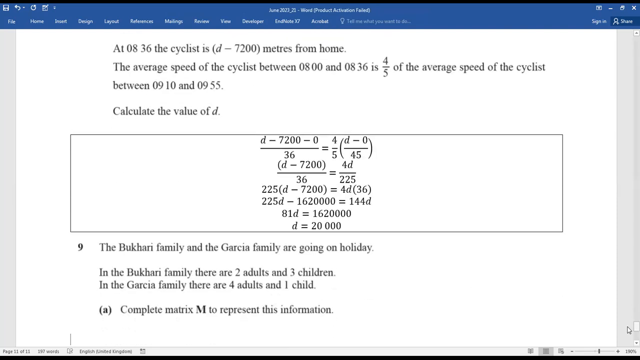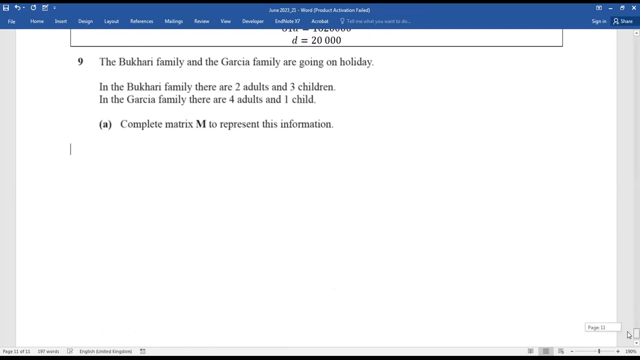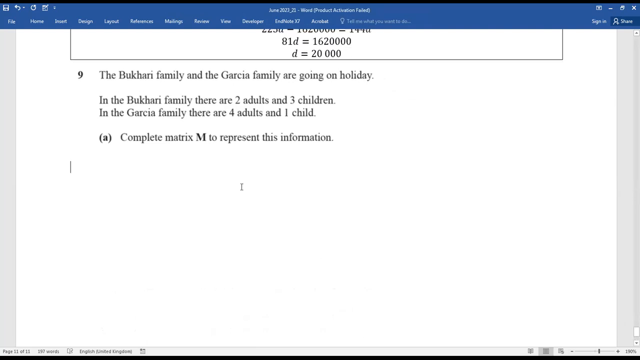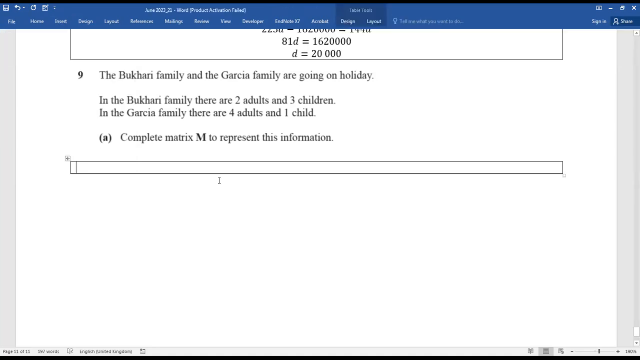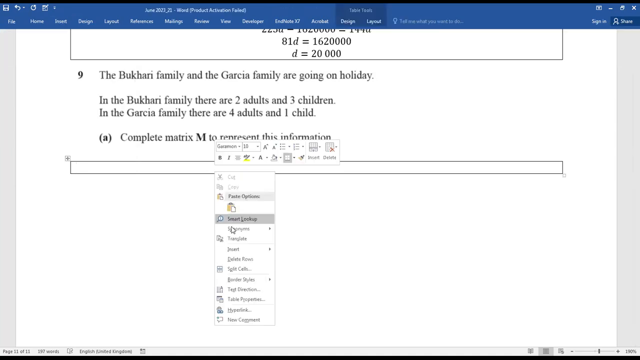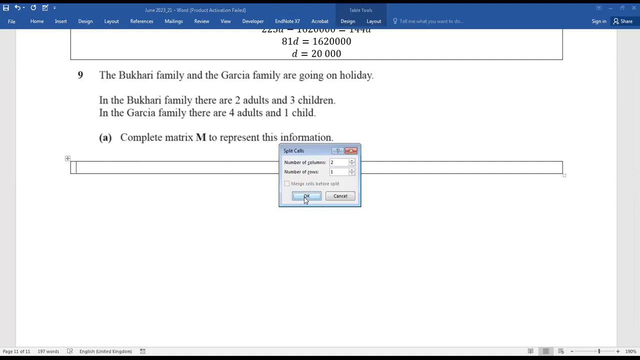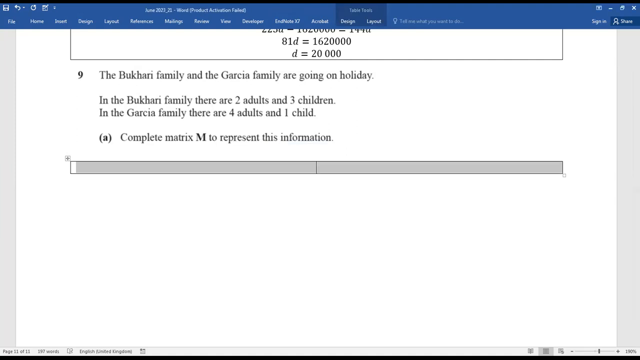Moving on to question number 9. Buhari family and Garsha family are going on holiday. In the Buhari family, there are 2 adults and 3 children. In the Garsha family, there are 4 adults and 3 children. I'll just show you the answer script as well, how the question wants you to answer this one, so that you have an idea.